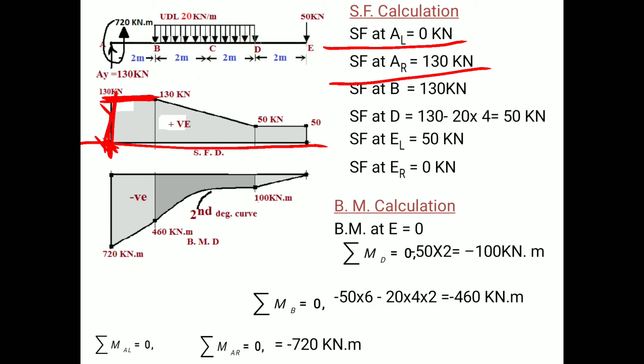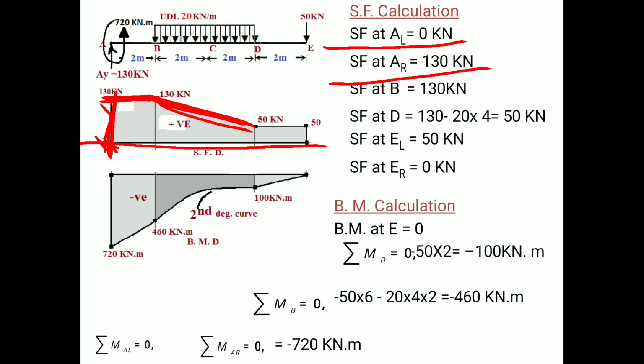From B to D, if you observe, a UDL is acting. And for the UDL, in case of shear force diagram, we have to join it by an inclined line. Therefore, 130 to 50, we will join it by an inclined line.